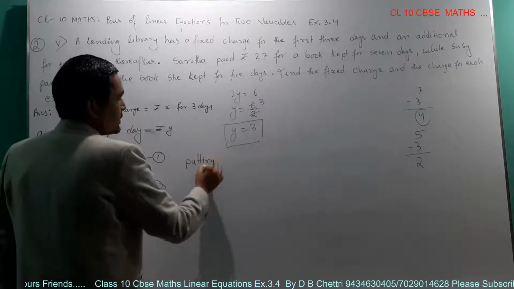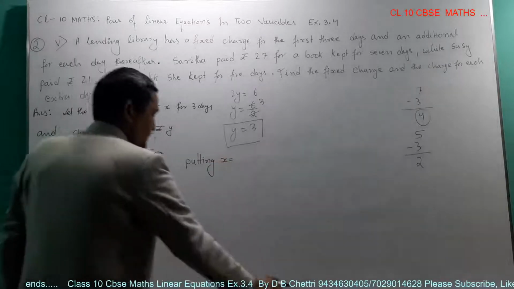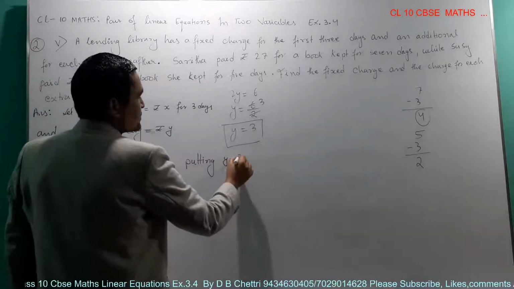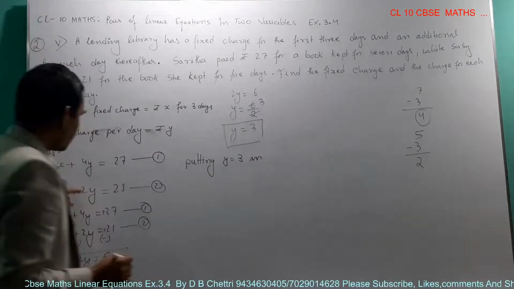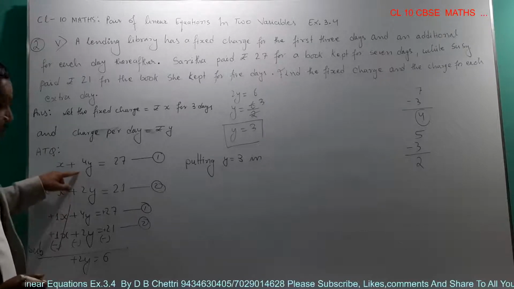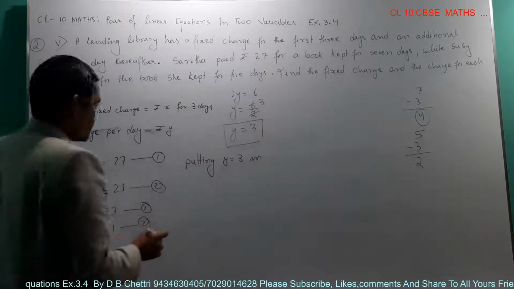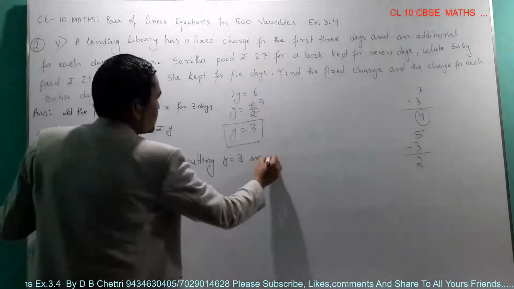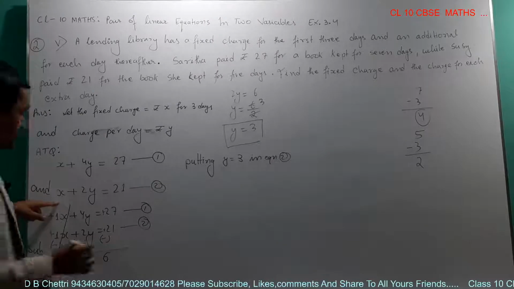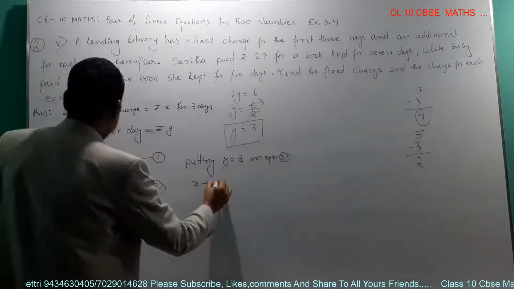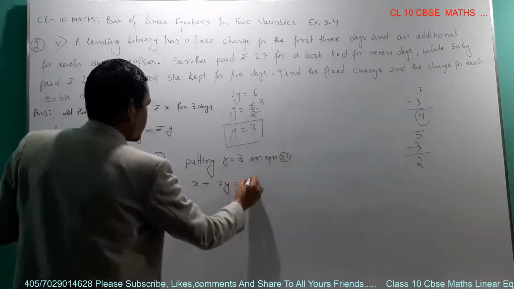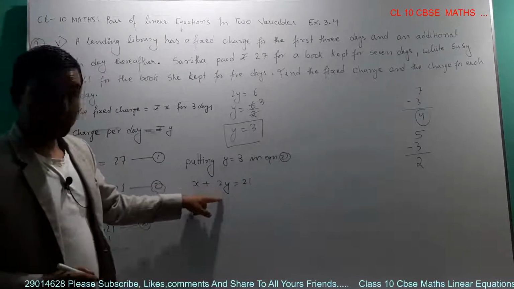Putting y equals to 3 in which equation? We are going to take equation 2. Equation 2 is simpler than equation 1. Okay, let me write equation 2. Equation 2, x plus 2y equals to 21. Now replace this y by its value.